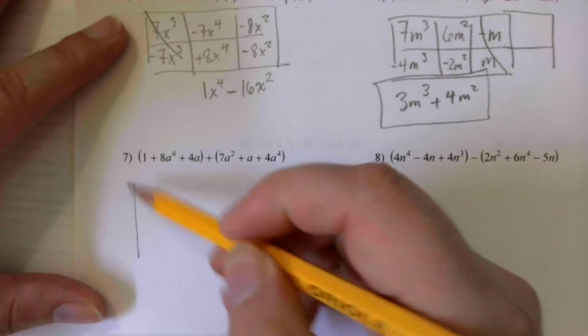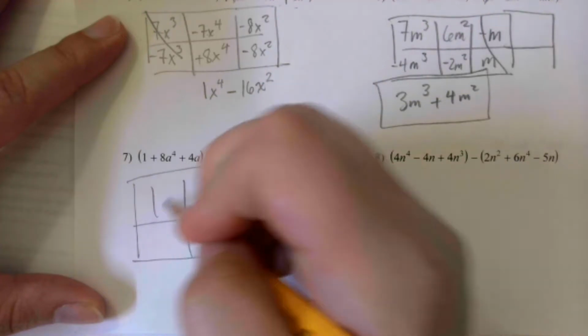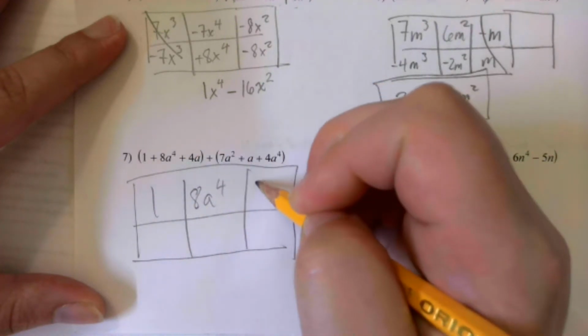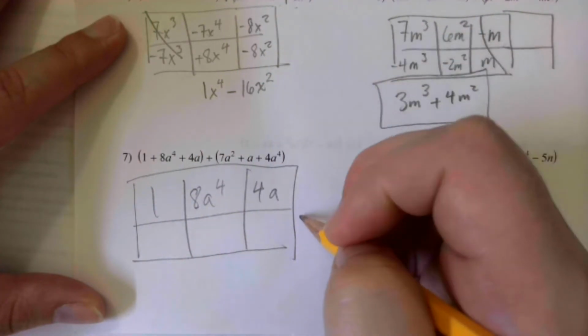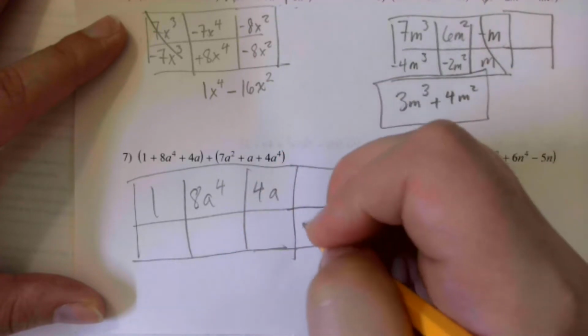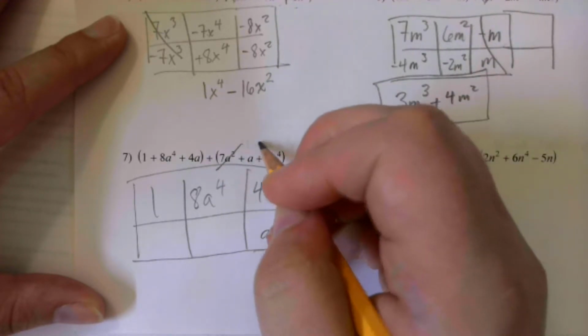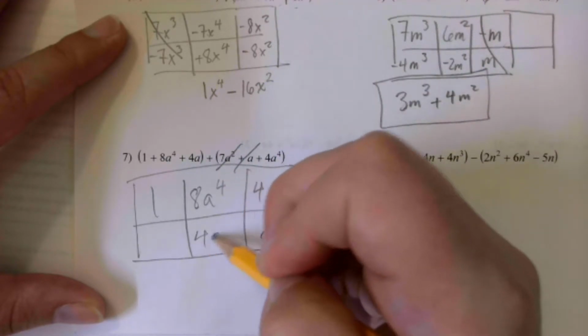That's right. Set it up. 1, 8a to the 4th, 4a. Definitely have to have one more. 7a squared, a, 4a to the 4th.